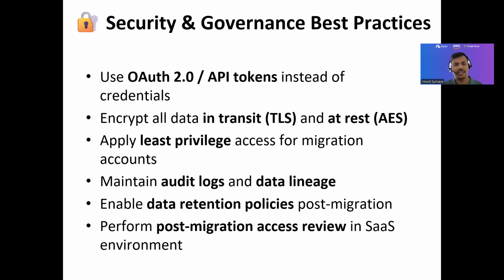During migration, we should also be encrypting data during and after the migration, so in transit and at rest in both scenarios, applying least privilege access for migration accounts so that we are not giving it highly privileged access. If that account got compromised, that means everything is going to be a toss, right? Maintaining audit logs and data lineage is going to give us clarity on what's going on, and we can take the actions.